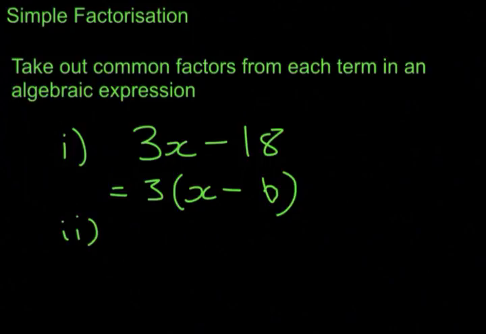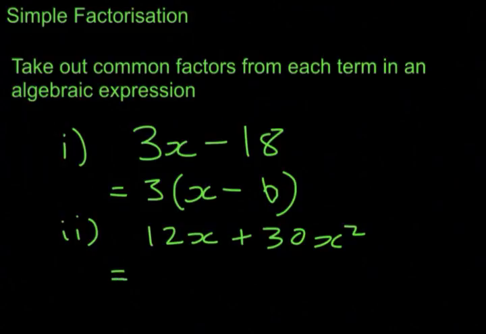For a second example, 12x plus 30x squared. Now in this case we can take out some numerals that are going to be common factors. The highest common factor of both 12 and 30 is 6, so that's a common factor for both terms. And one term has an x and the other term has an x squared in it, so there's a common factor of x there, so we pull that out the front.